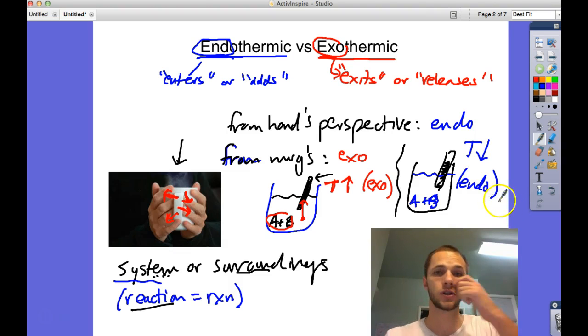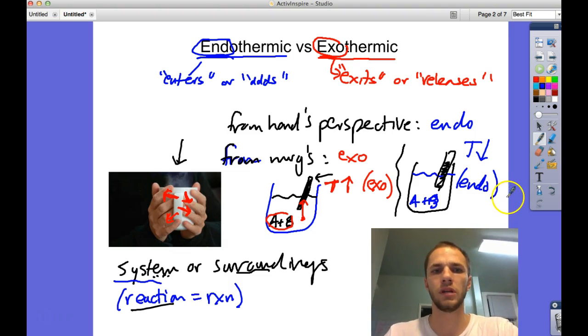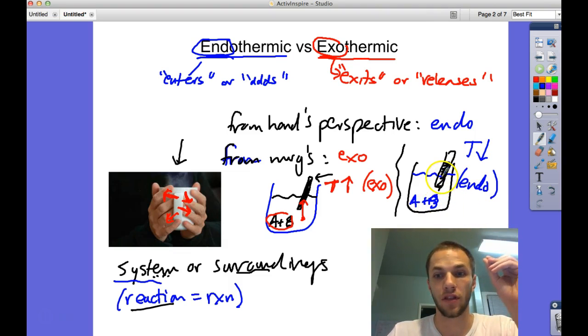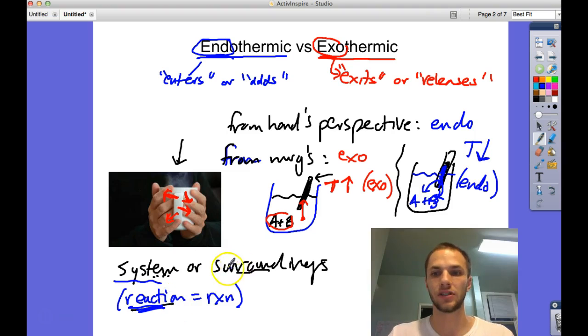And that can sometimes be tricky to think about because you think, okay, endo means that energy is being added, which means the temperature must be going up because it's gaining heat. But what is actually adding energy? Is it the system or the surroundings? If the thermometer is showing a drop in temperature, that means the thermometer itself is losing energy. Where's that energy going? It's going from the thermometer into the reaction. So since the reaction is gaining energy, that's what makes it endothermic.